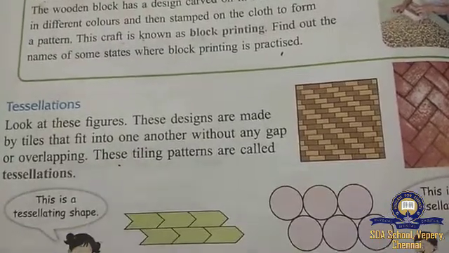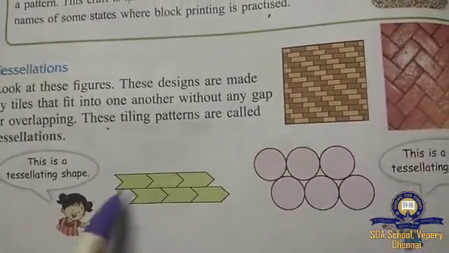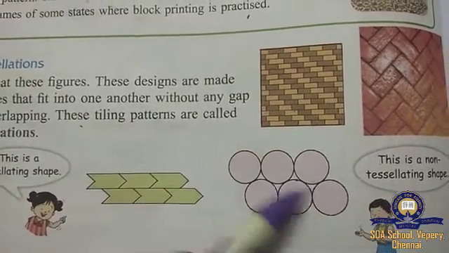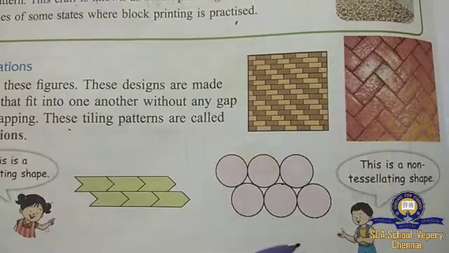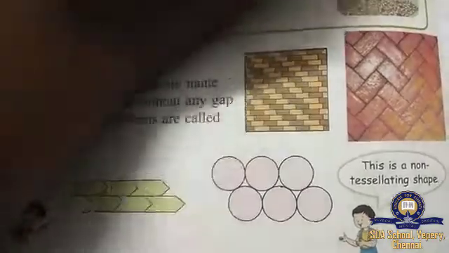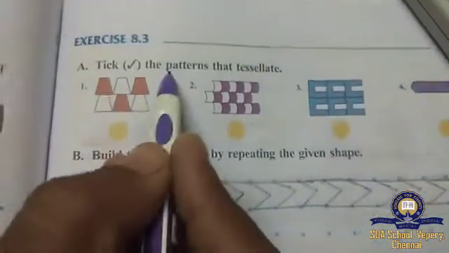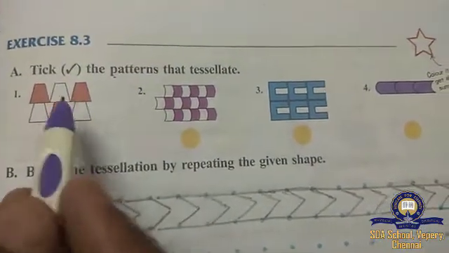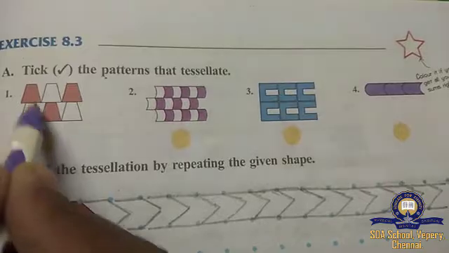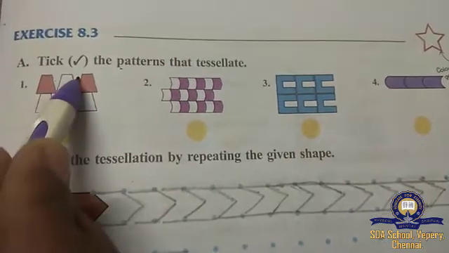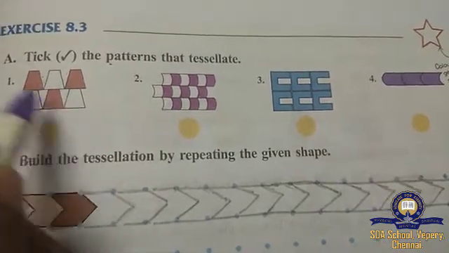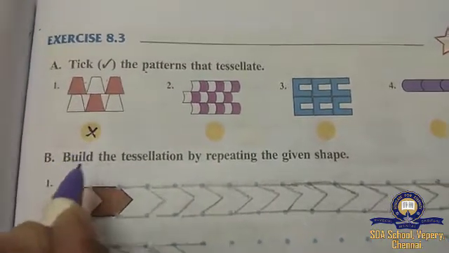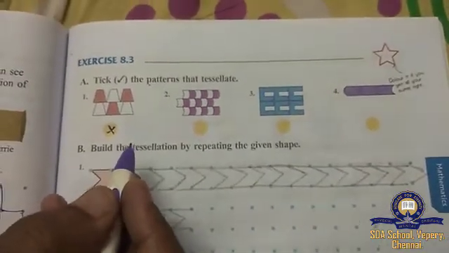That is called tessellation. See, can you see this? See, this is one tessellation. It has been fixed, but here they are having some gap. This is not a tessellation shape. Okay, children. Now 8.3 we will see. Tick the patterns that tessellate. What you have to know, see, they have given the flower parts like this, triangle they have given. See, there is a gap. It doesn't fit each other. So, it is wrong. This is not a tessellation pattern. It is not a tessellate. Okay, children.